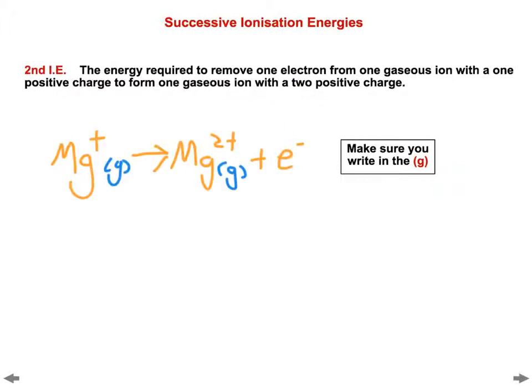You might be asked to give the equation for the second ionization energy, or for the third, the fourth, the fifth. For the second ionization energy, you can see that you're starting with a gaseous ion with a 1 positive charge. So here's the one for magnesium. You see it's a gaseous ion, there's the gaseous sign, with a 1 positive charge, forming a gaseous ion with a 2 positive charge, and again just removing 1 electron.